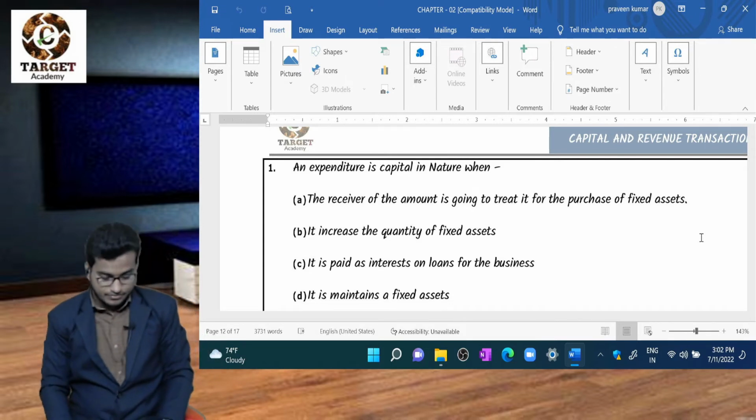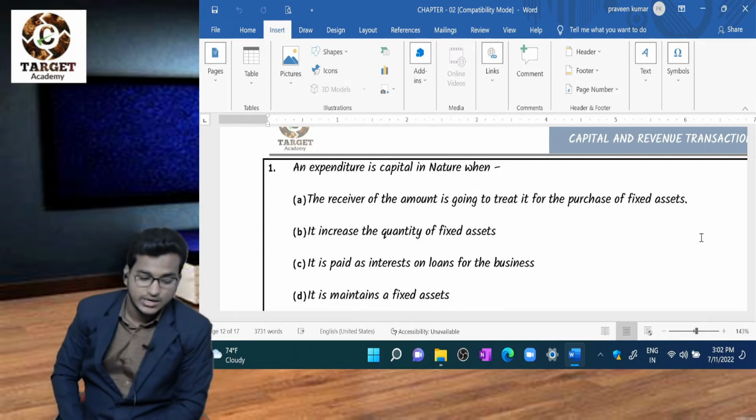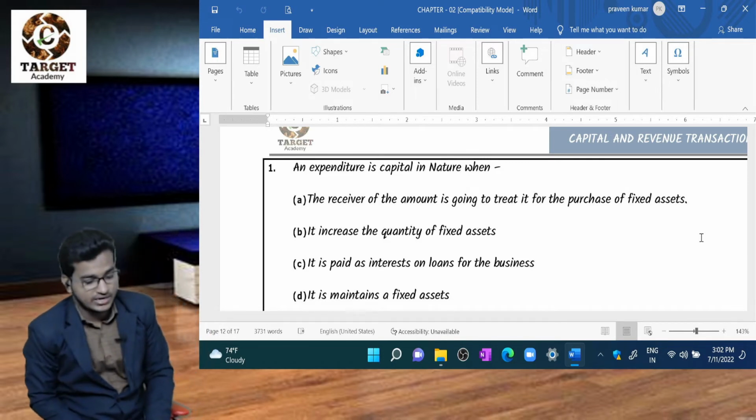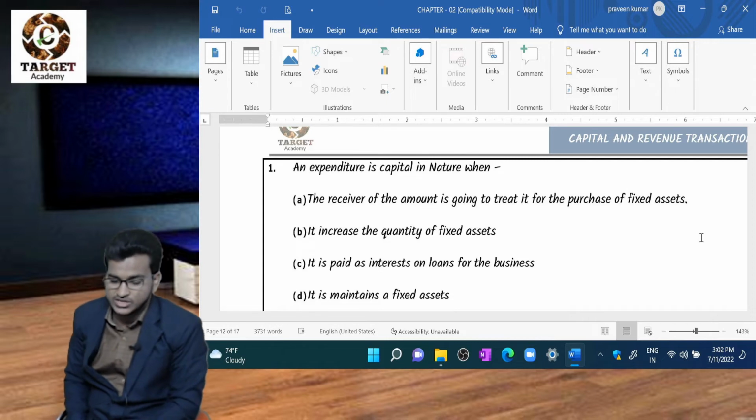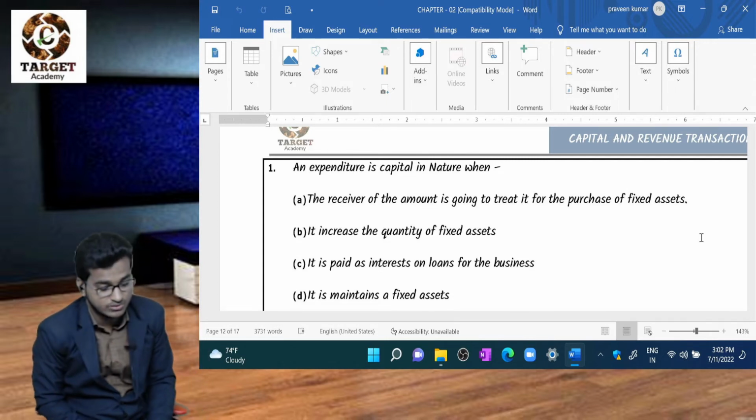Okay, let me solve. An expenditure is capital in nature when the receiver of the amount is going to utilize it for the purchase of a fixed asset.